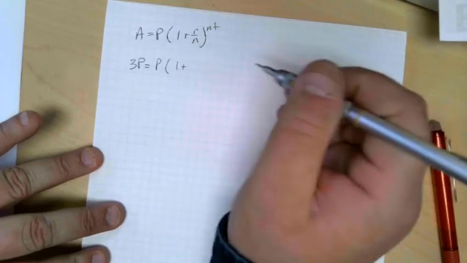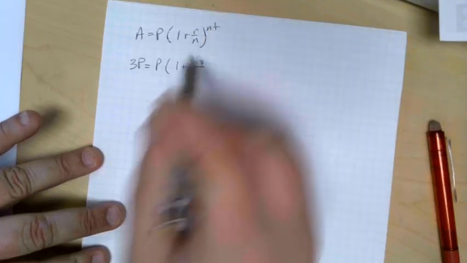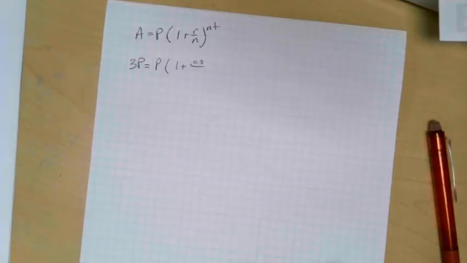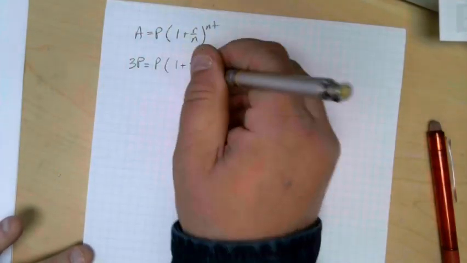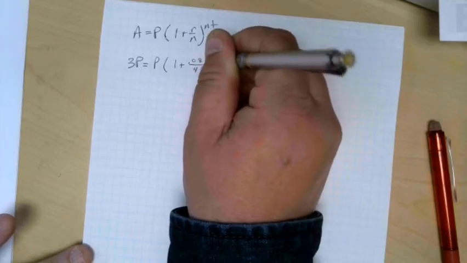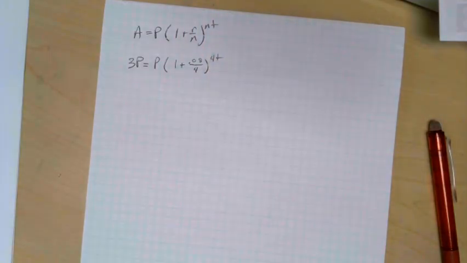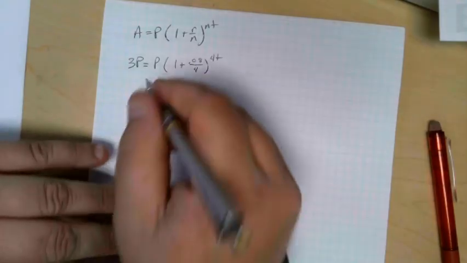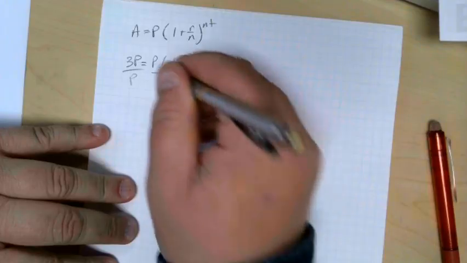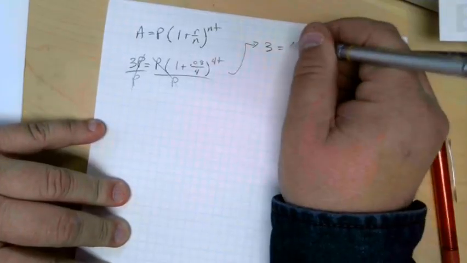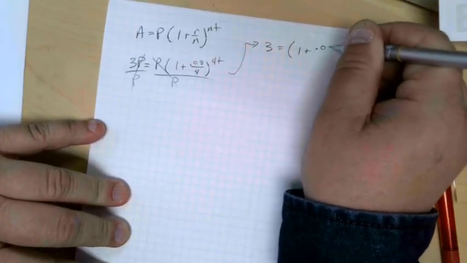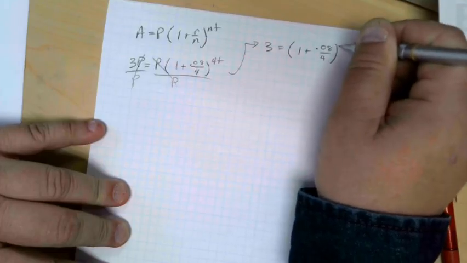Then I'll put in 1 plus the interest rate, which is 8%. And it says it's compounding every 3 months. How many times does every 3 months happen in a year? Well, at 3 months, 6 months, 9 months, and then again at 12 months. So that's 12 divided by 3. That's 4. 4 to the power of 4t. There's my model. Now to solve it, divide by P on each side. And that cancels, and I'm going to get 3 equals this whole thing, 1 plus 0.08 over 4 to the power of 4t.